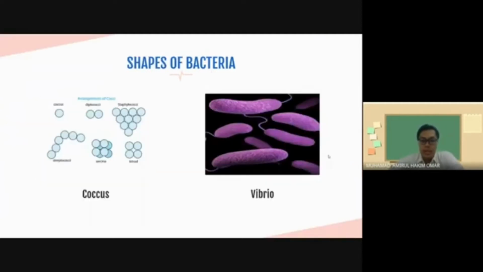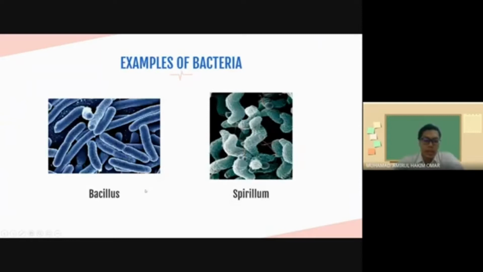So now let's see the shapes of the bacteria. We can see at the left side is coccus, and this one is Vibrio. And then this one is Bacillus, that is a rod or cylinder shape, and this species is named Lactobacillus species. And this one is Spirillum, which has the shape of a spiral.